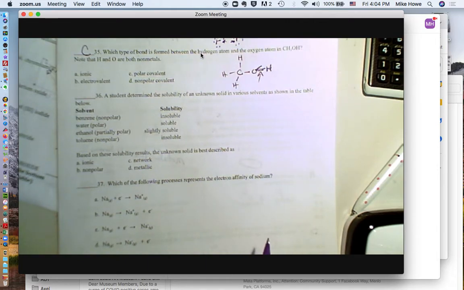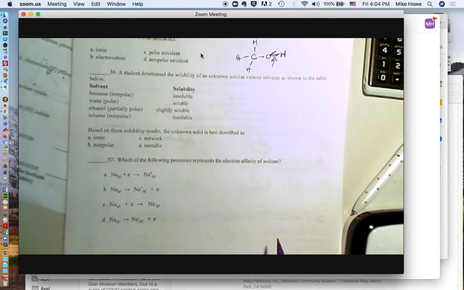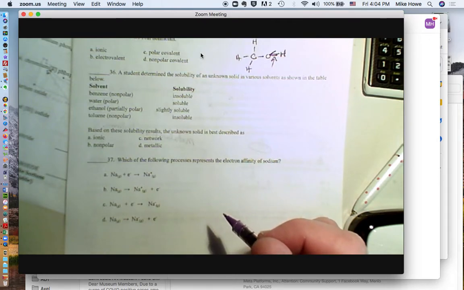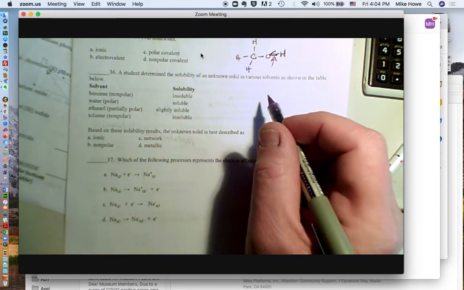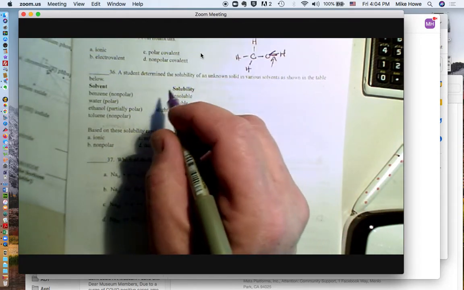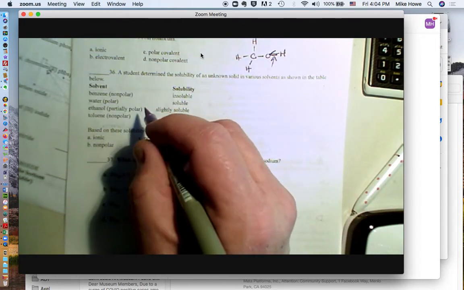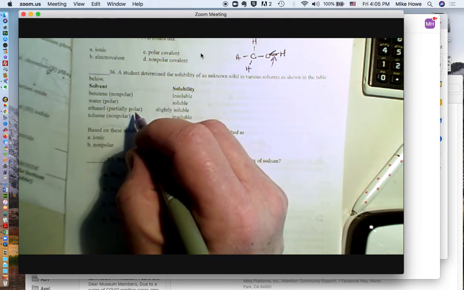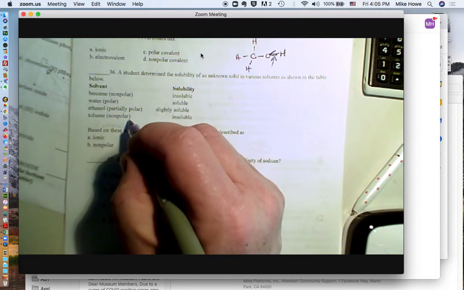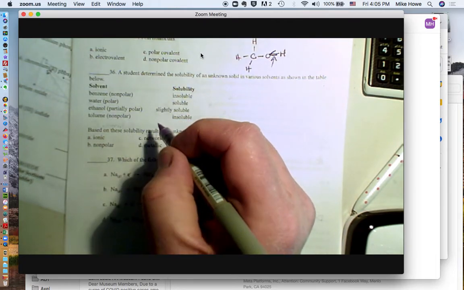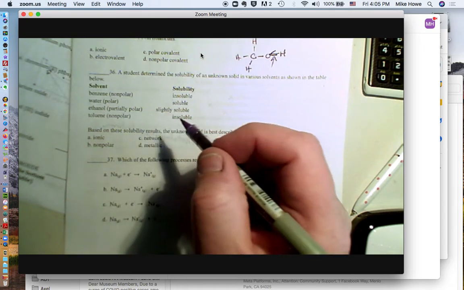Okay, we'll go to the bottom of this page, and I'll stop and start a new video so this one doesn't get so long. All right, so number 36, a student determined the solubility of an unknown solid in various solvents. So you have this solid, you put in benzene, it doesn't dissolve. Benzene's nonpolar. Put in water, it's soluble, dissolves. Ethanol, it dissolves a little bit. Toluene, not going to dissolve. And toluene's nonpolar. So it dissolves in polar things, but not in nonpolar things.